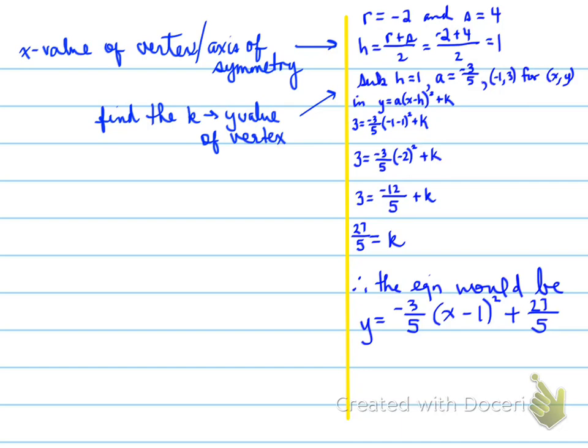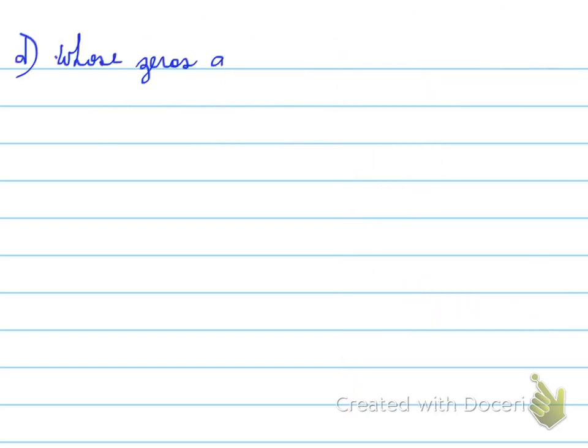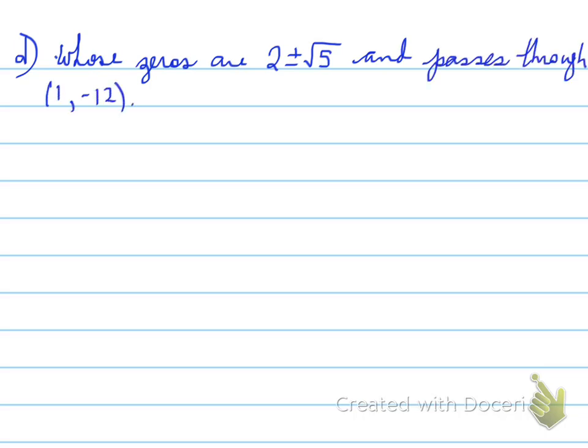Okay, moving on. What happens if you're given the zeros in exact form, but they're radicals? How do we find the equation of a quadratic that has radical zeros? Well, folks, it is possible to find it, but you need to do this step by step.